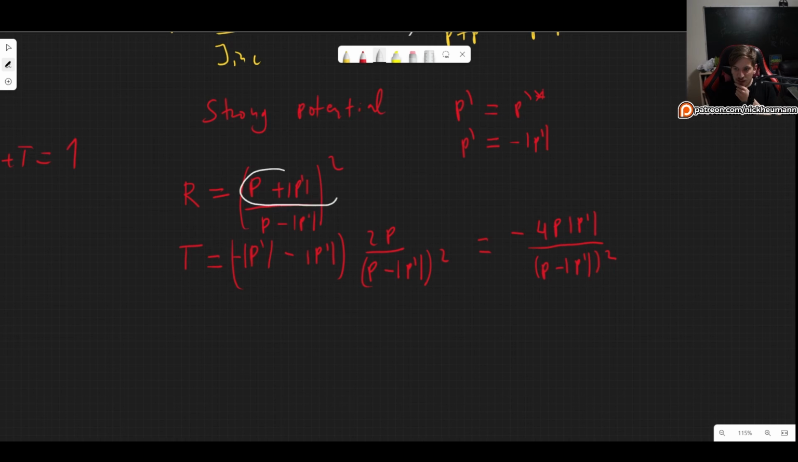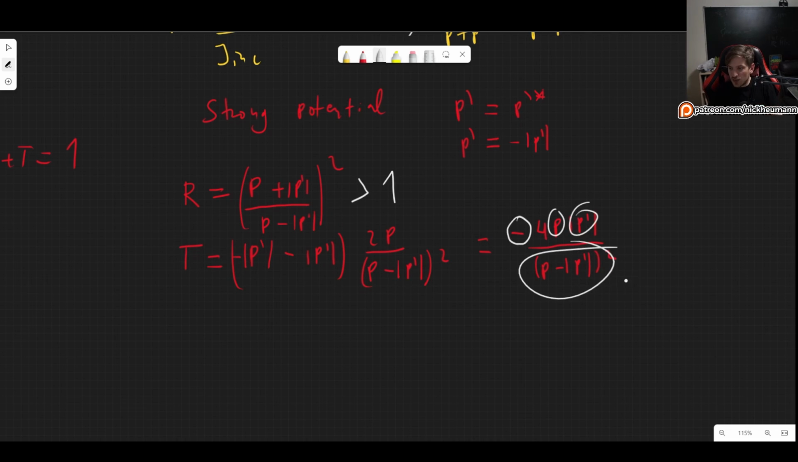What is up here is always greater than what is down here. So that means that the reflected coefficient for a strong potential is greater than 1. And look what happens in the case for the transmitted coefficient. Here we have something negative. This is positive, positive, positive. So that means that the transmission coefficient is always smaller than 0.